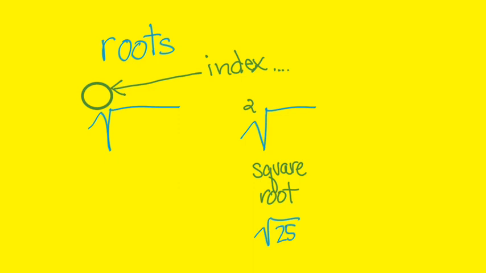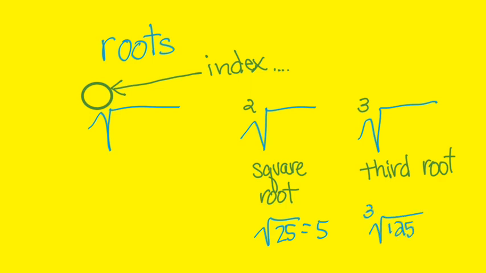For example, we know that the square root of 25 is 5 because the number that would be multiplied twice to itself is 5. 5 times 5 is 25, so the square root of 25 is 5. But we can also have other roots. Like if I had a 3 there, this would be called the 3rd root. And you guessed it, it would be the number that is multiplied by itself 3 times to be that number. For example, if I have the 3rd root of 125, that is also 5, because 5 times 5 times 5, or 5 to the 3rd power, is 125.